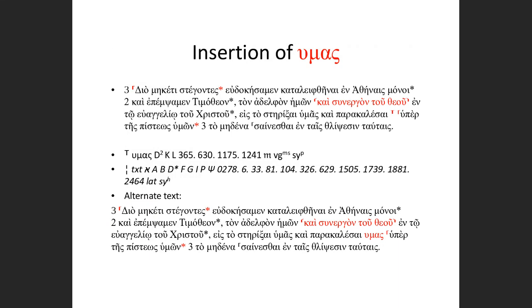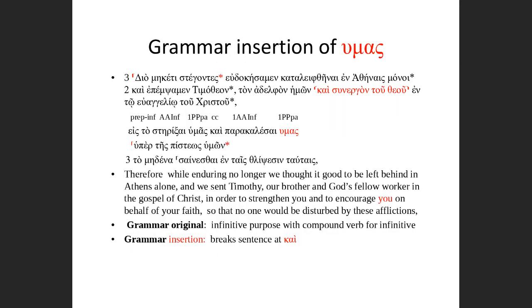So those are the things you weigh in, and then you look at your translation for your text, and that'll help you set your translation for your exegetical text. Let's look at the insertion of ymας at this point in 3:2. Notice you have an insertion of sunergon and parakalete ymας. Should that be added? Well, that's the next thing we asked.